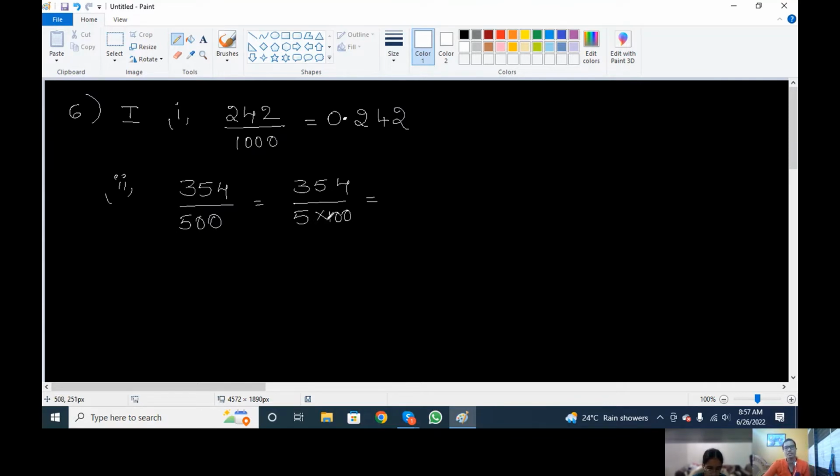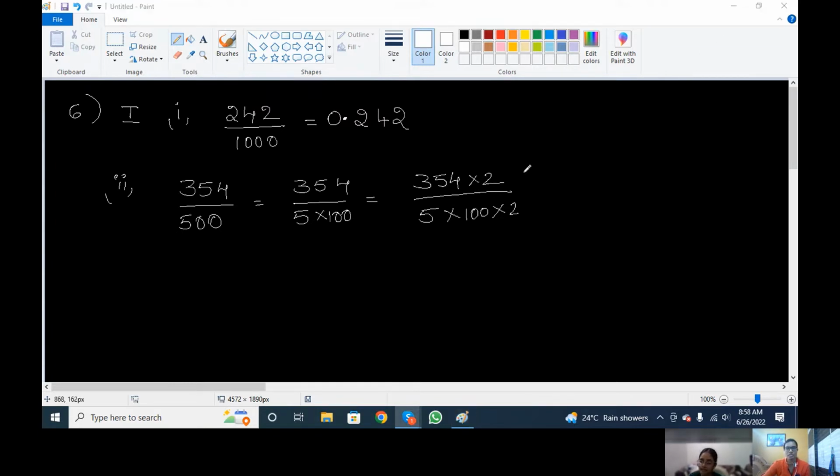So another method is, see here 5 is there. I want to make it as a 10. So I can multiply the numerator and denominator with 2. In the denominator I have a 5. So what number do I choose and multiply to make it a 10? What is the number I can choose? 2. So if I multiply both numerator and denominator, then we will get a number of zeros. So I am multiplying 354 times 2 by 5 into 100 times 2. Again, if the 2s get cancelled, you are getting the same number.